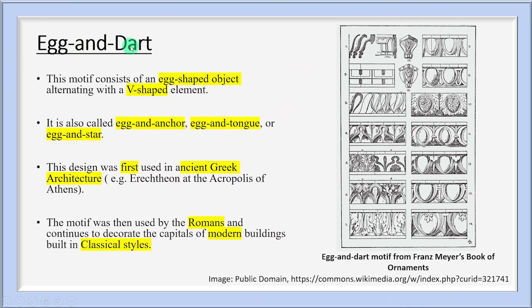Our next motif is egg and dart motif. Egg and dart motif consists of an egg shape and then followed by a V shape or a dart shape. It is also called egg and anchor, egg and tongue, or egg and star motif. And these are different variations of egg and dart motif from Franz Mayer's Book of Ornaments. It was first used in Greek architecture and then utilized by Romans and continues to be used till now in the buildings of classical style.